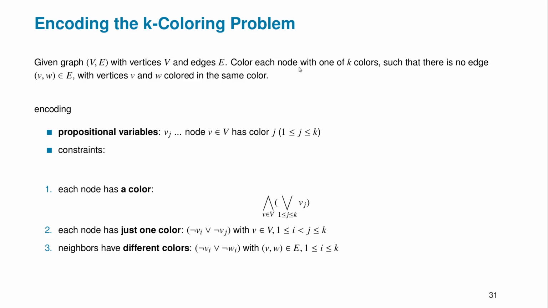And say we want to now color each node in one of k colors such that there are no connected nodes with the same color. And how can we encode this generally in propositional logic? And later on we will have a look at an example.